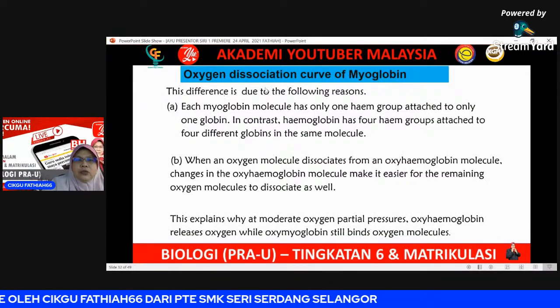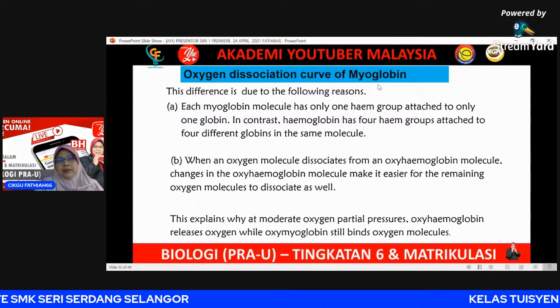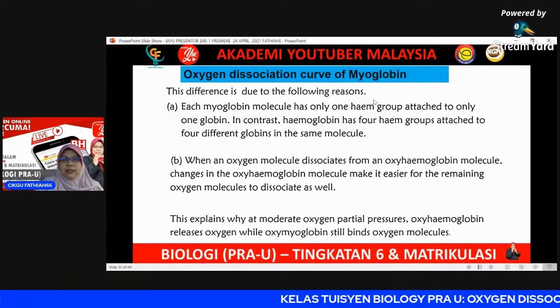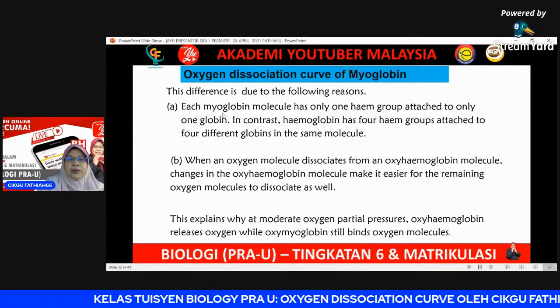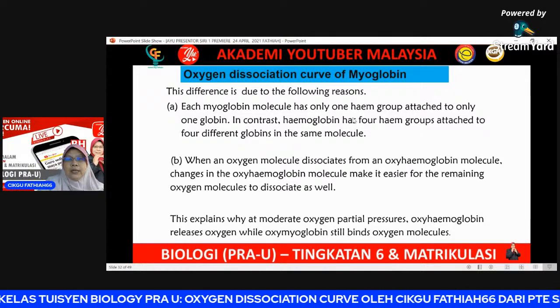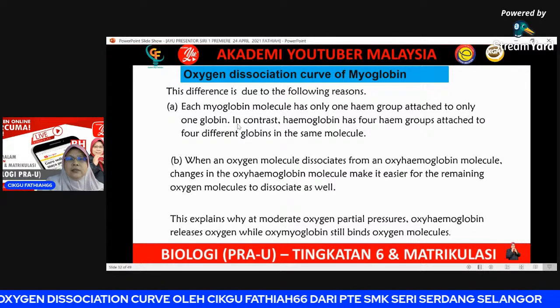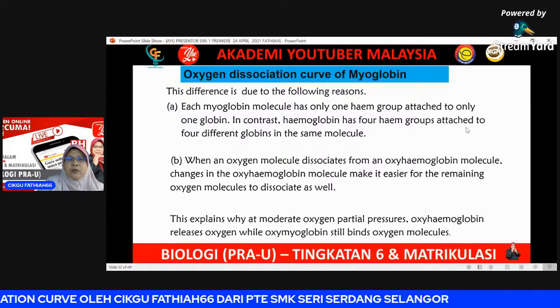This difference is due to the following reason. The myoglobin curve's shape is hyperbolic, and it is shifted to the left, meaning it has a higher affinity for oxygen. Why? Because each myoglobin molecule has only one heme group that attaches to only one globin. In contrast, hemoglobin has four heme groups that attach to four different globins in the same molecule.